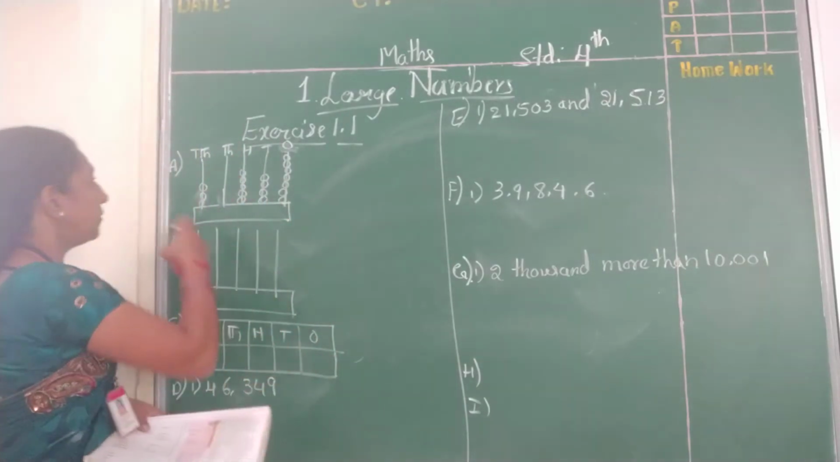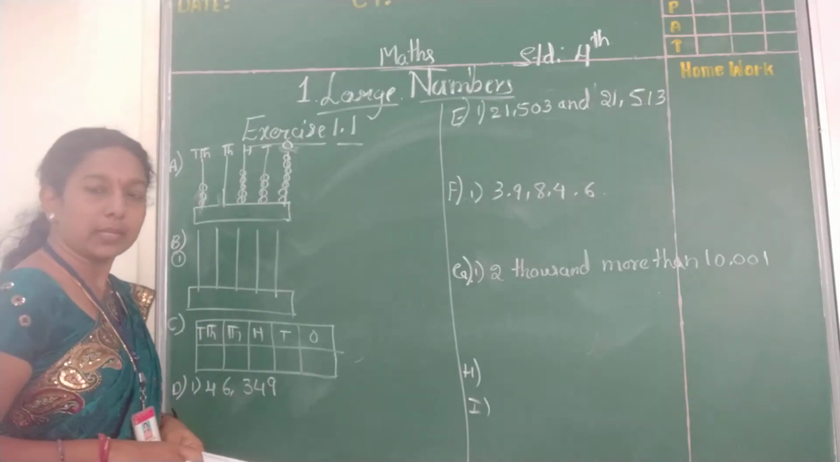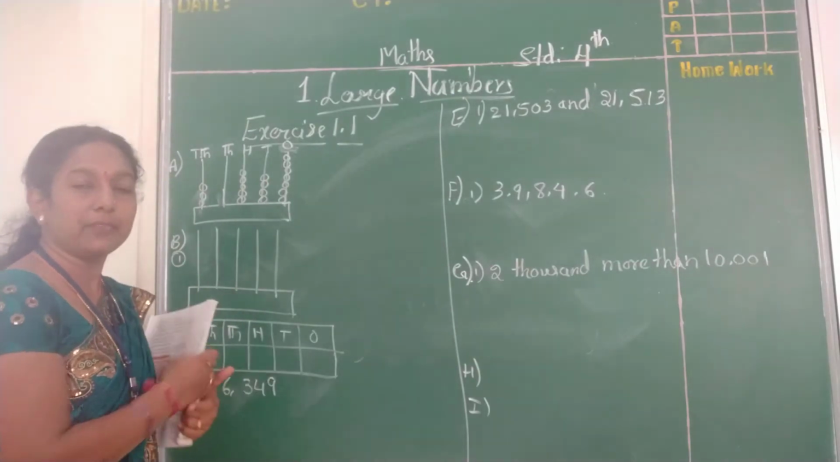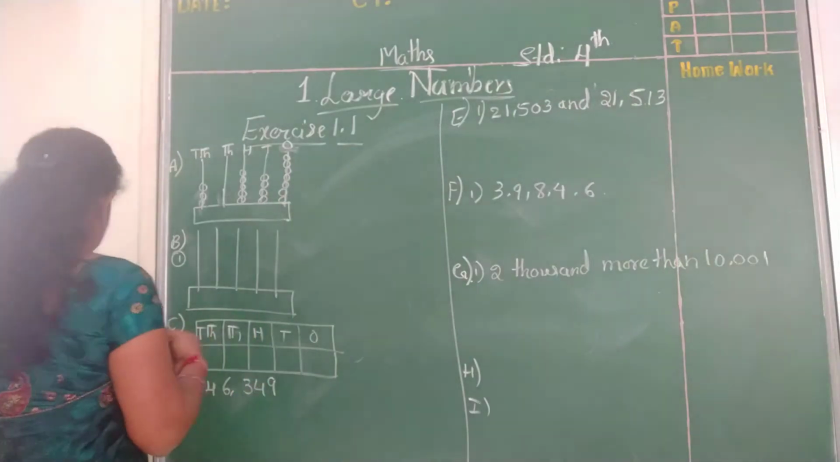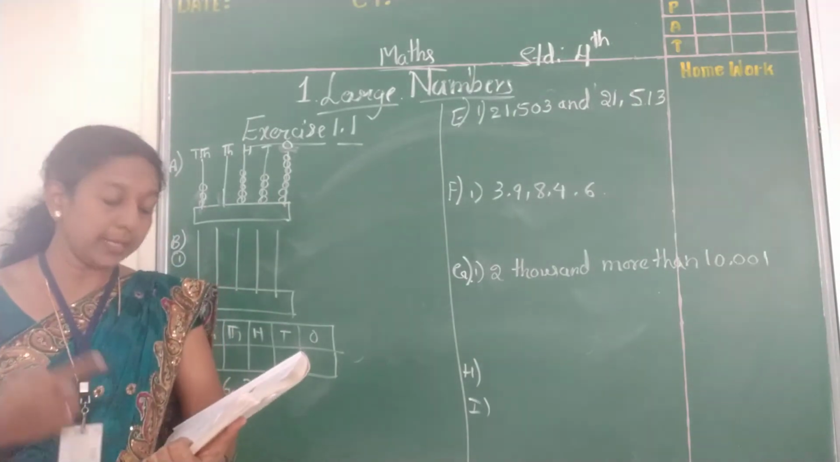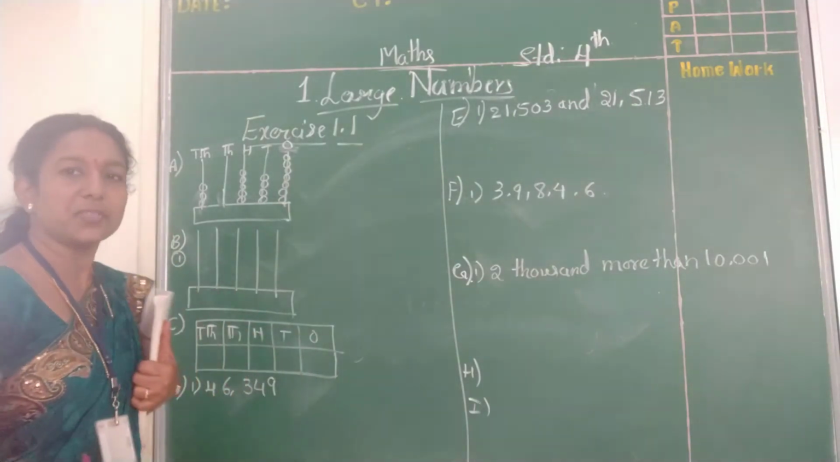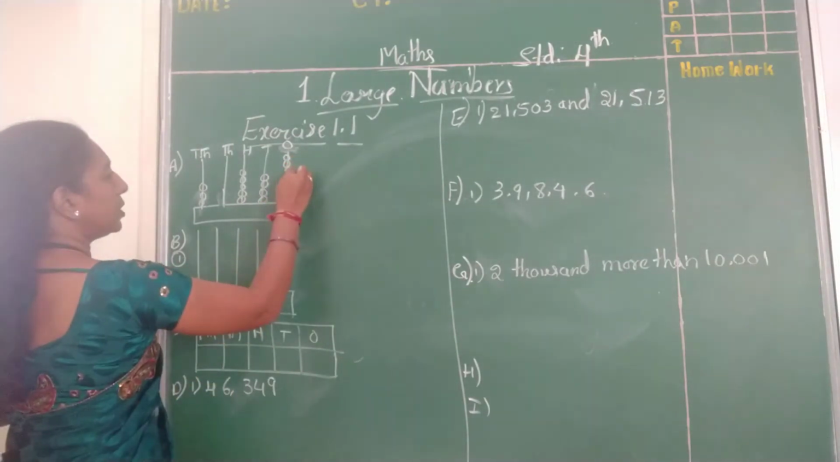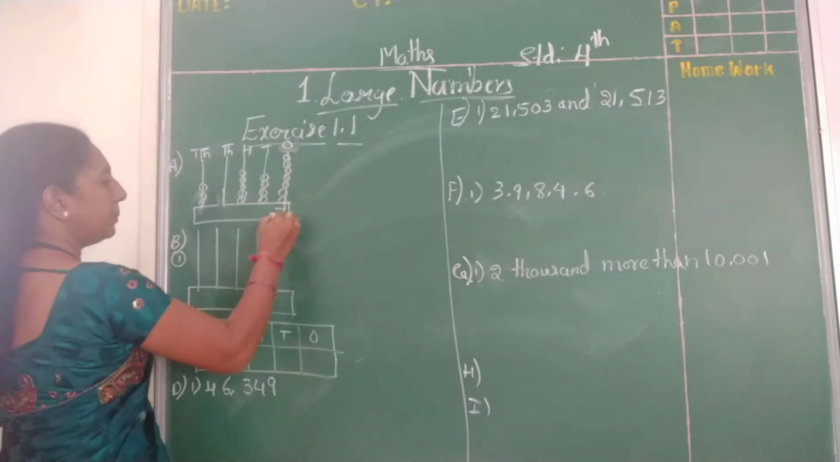Okay. So here the first one, they are given the beads like that. So we have to count it and then we have to write it down. So they told here read and write the number. So first we have to write it. So 1, 2, 3, 4, 5, 6, 7. So 7 beads are there.